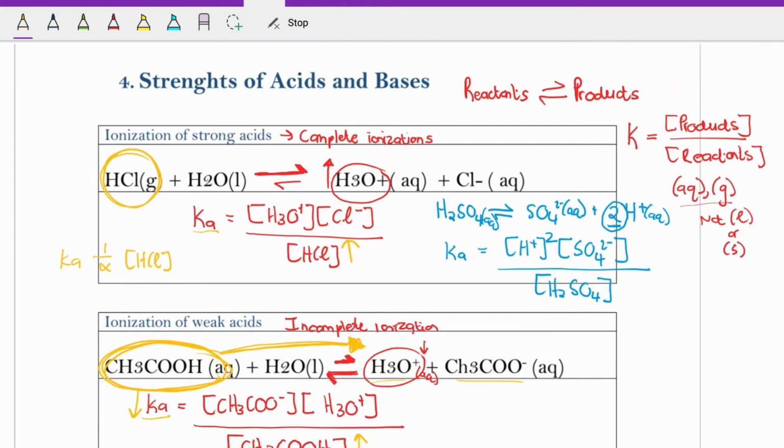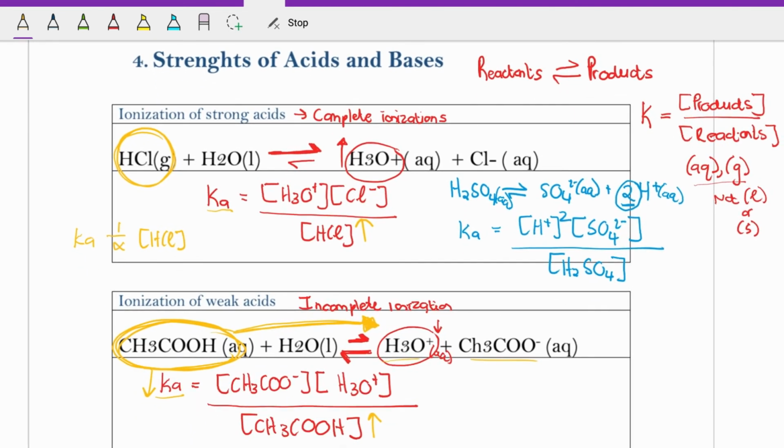So that was that for the strengths of acids and bases. Stay tuned for the next video on the pH scale and then also pH calculations.